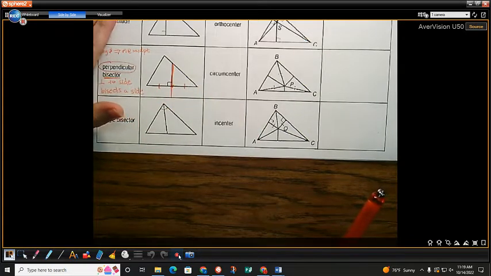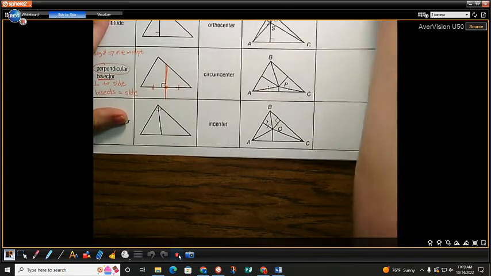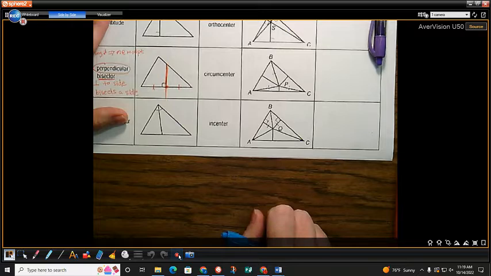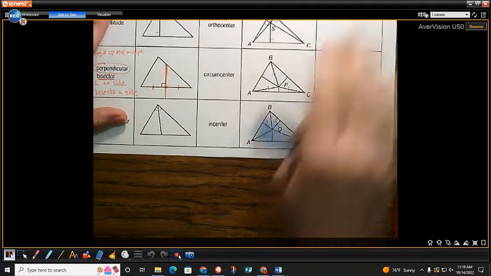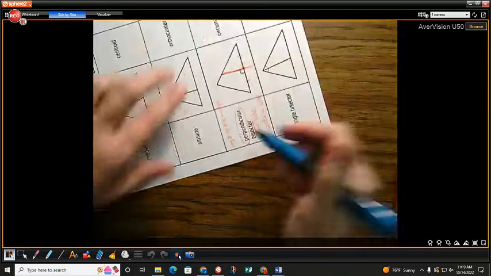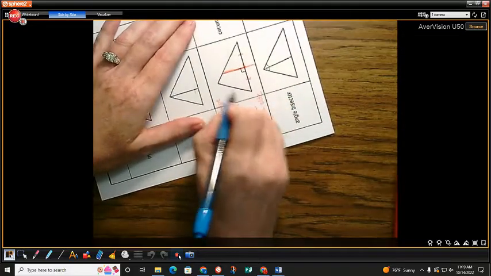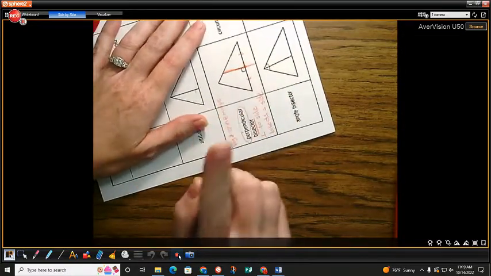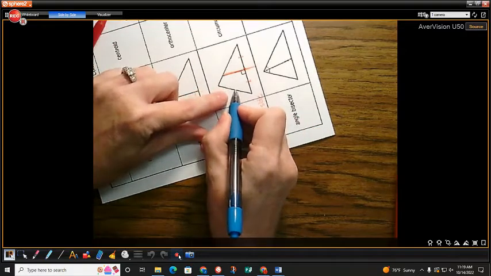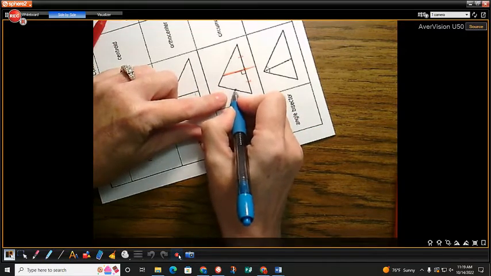But how many sides are there to a triangle? 3. So how many perpendicular bisectors could I draw? 3. And so let's pick a side. Do you want to go left or right? Left. I heard left. So let's go to the left. So I need to draw a perpendicular bisector here. What should I try and find first? The midpoint. So just kind of eyeball it, and it looks close enough to the midpoint.